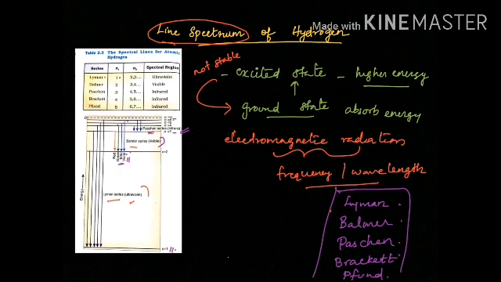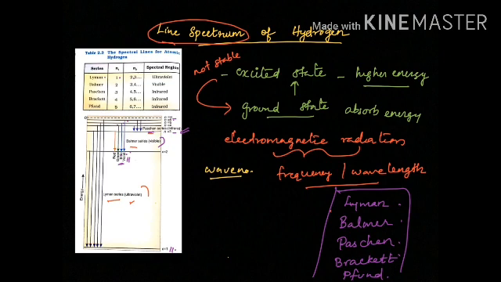Now, if we are representing these spectral lines in terms of wave number, what is wave number? How can we represent the wave number? Wave number is the number of waves per unit distance, or we can say that it is a reciprocal of wavelength. It is the reciprocal of the wavelength, or number of waves per unit distance. We call it a wave number.